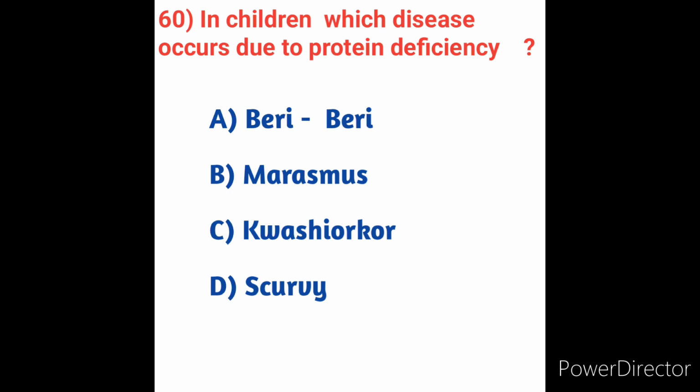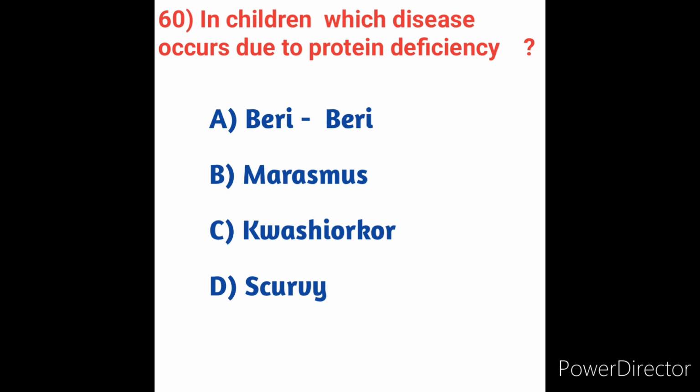Next, option B marasmus. What is marasmus? Marasmus occurs as a result of total calorie insufficiency. This leads to overt loss of adipose tissues and muscles. Marasmus is also one of the protein energy malnutrition disorders but occurs as a result of total caloric insufficiency. Next we will see option C kwashiorkor. Kwashiorkor is also called protein malnutrition, produced by a severely inadequate amount of protein in the diet. Kwashiorkor is a type of malnutrition characterized by severe protein deficiency.